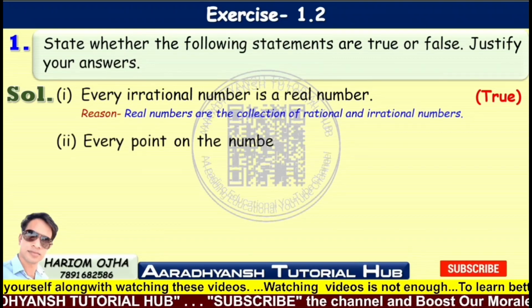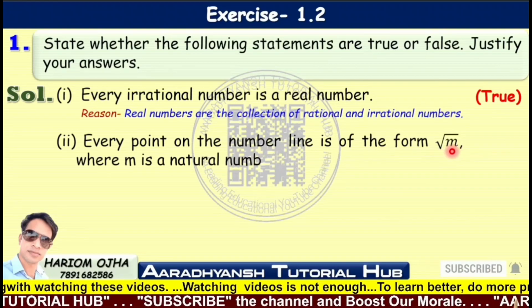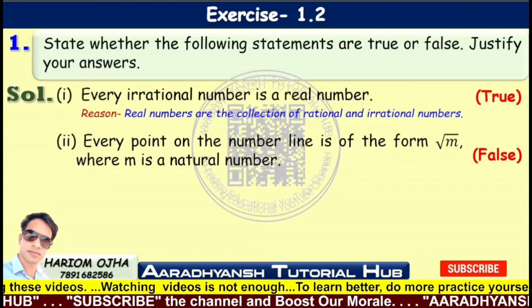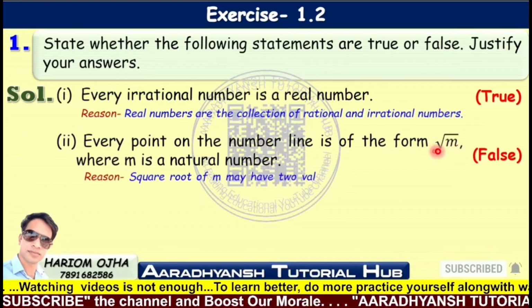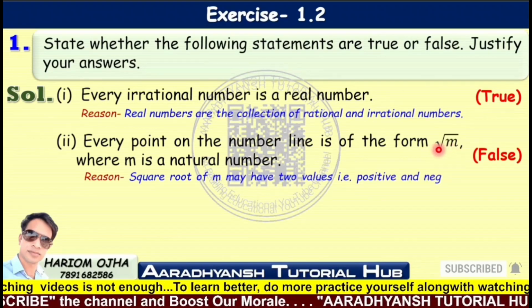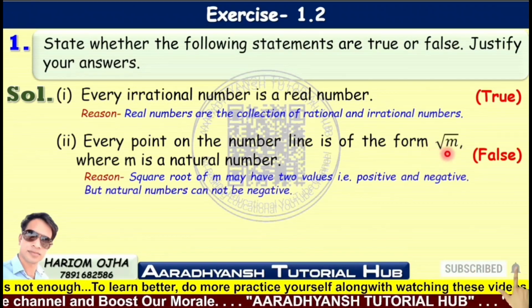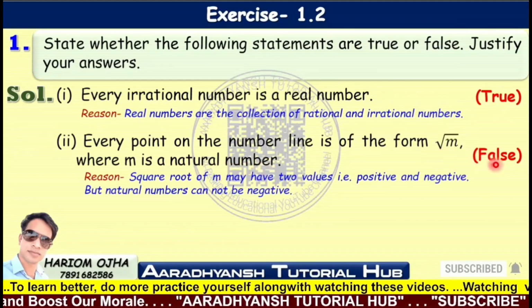Next statement is, every point on the number line is of the form square root of m, where m is a natural number. So this statement is false because square root of m may have two types of value, that is positive and negative, but natural numbers cannot be negative. So this statement is false.